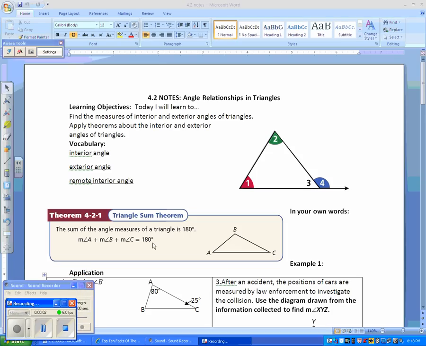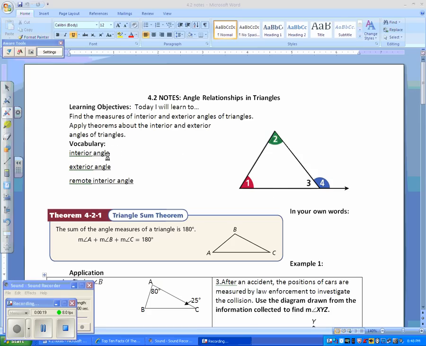Right, 4.2, we're talking about angle relationships and triangles, and hopefully by the end of the video today you will be able to find the measures of interior and exterior angles of a triangle, as well as apply theorems about the interior and exterior angles of triangles. So before we begin, there's a lot of theorems in this video. We need to break down some vocabulary.